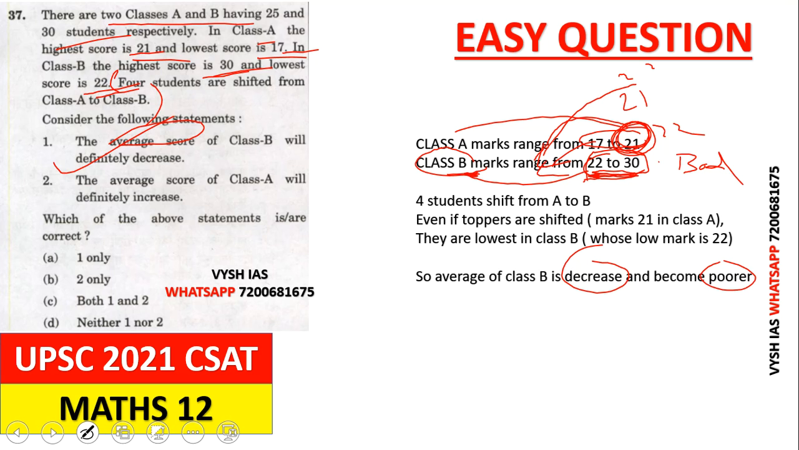But what is the second statement? The average score of class A will definitely increase. How will it increase? You are shifting some of the toppers. How will their average score increase? It is again going to get worse only. So 2 is wrong. So here the answer is 1 only, A.